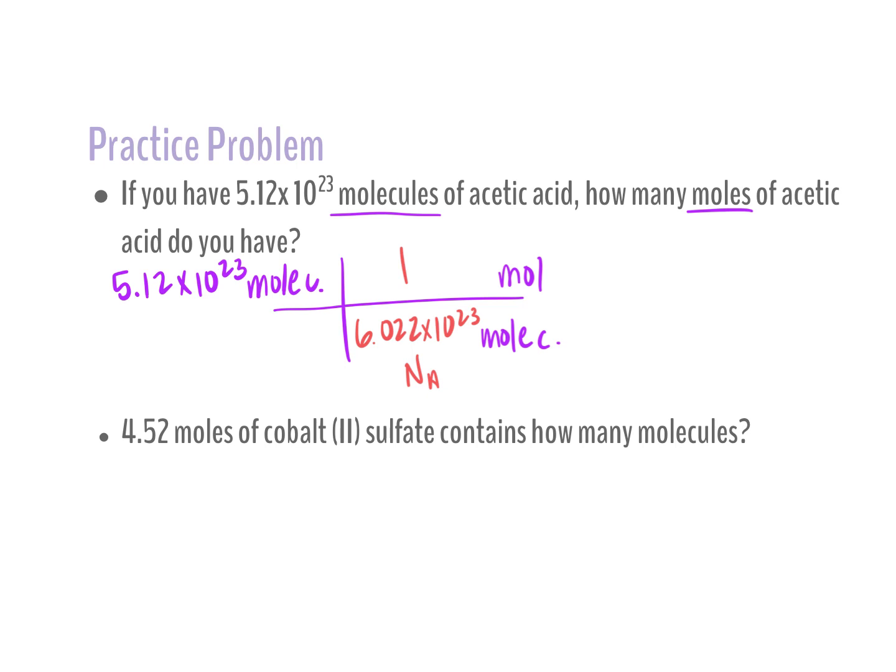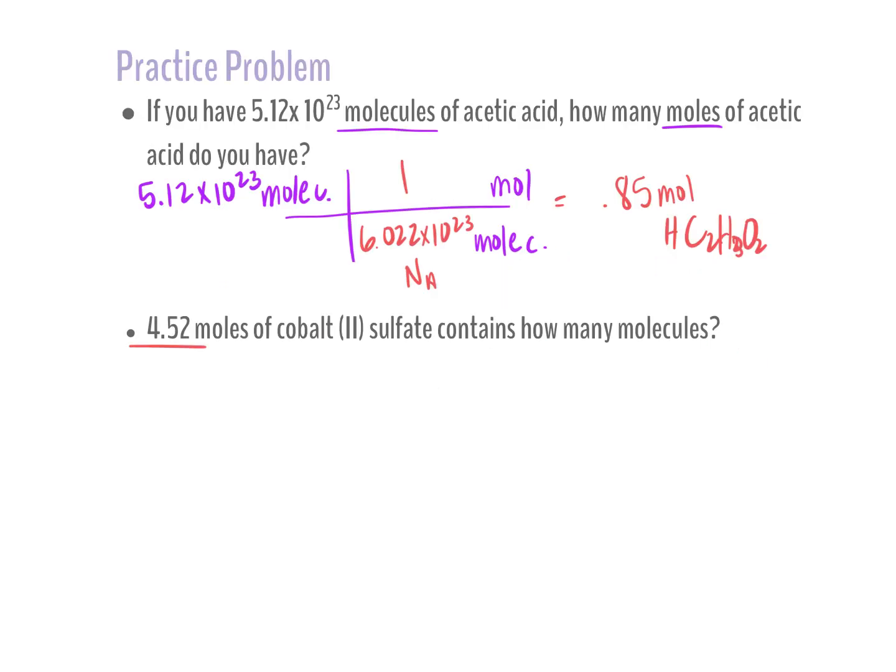A small number, because I know it's going to be less than what? Less than 1. I'm starting with fewer molecules than Avogadro's number, so my answer should be less than 1. Okay? 5.12 times 10 to the 23rd divided by Avogadro's number gives me 0.85 moles of acetic acid, which is HC2H3O2. Does that match our expectation? Right, we were expecting a pretty small number here.